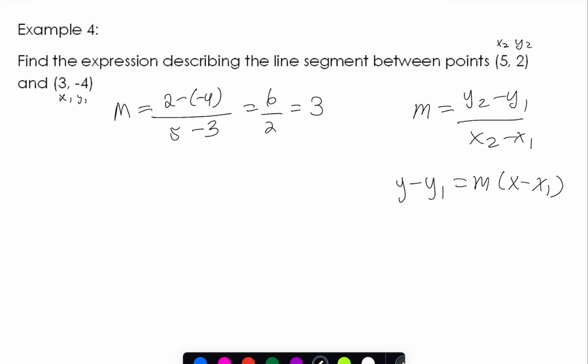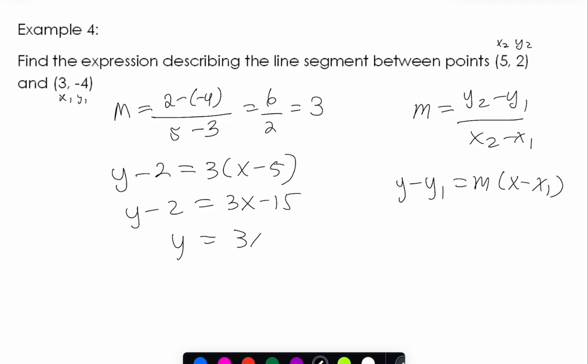And then you're going to use this to find the equation of the whole line, not the line segment. This will give us the entire line. So I'm just going to use the point 5, 2, so then I don't have any signs to deal with. So it's going to be y minus 2 equals 3 times x minus 5. Let's get that in slope-intercept form. That just tells us to solve for y. So we get y minus 2 equals 3x minus 15, or y equals 3x minus 13.